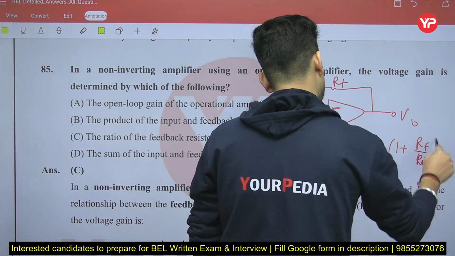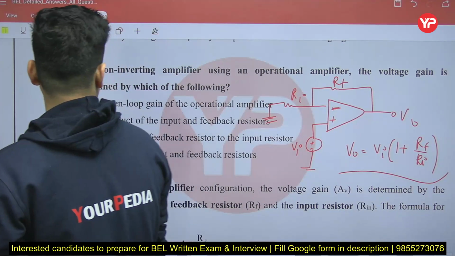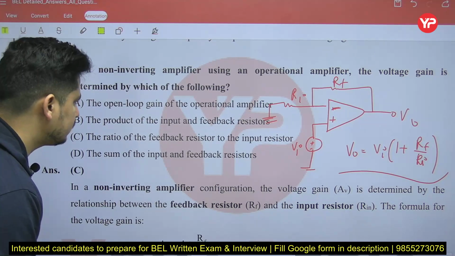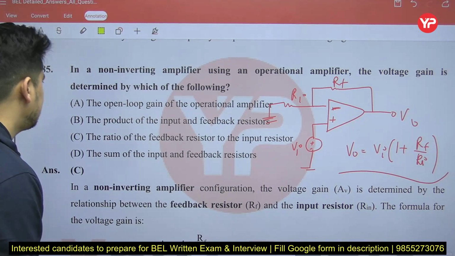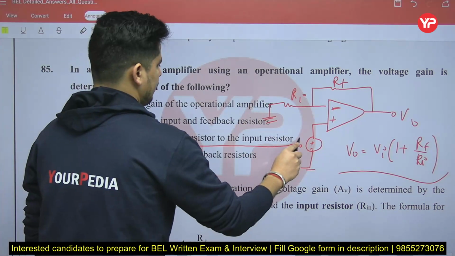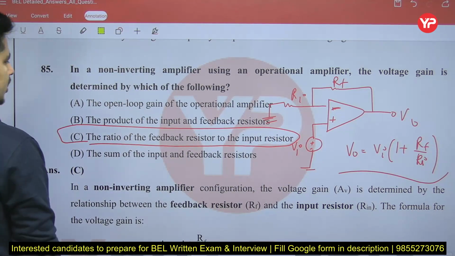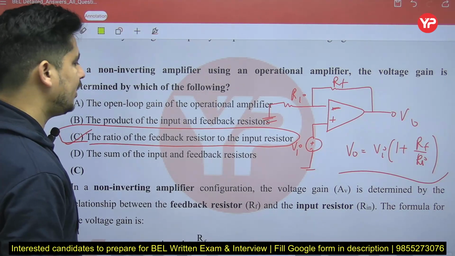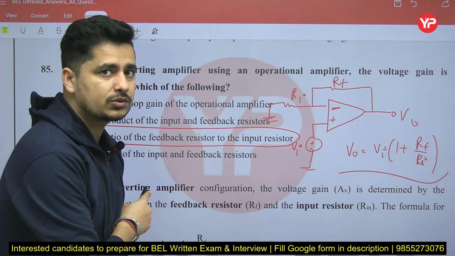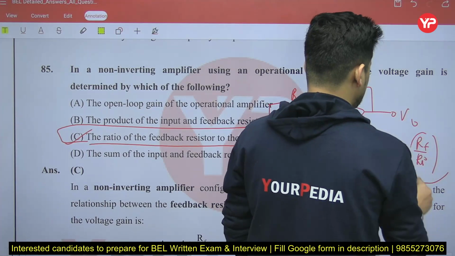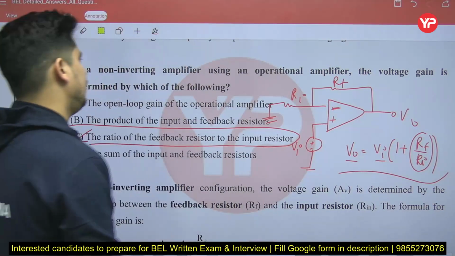What the option says is the open loop gain, or the product of the input and the feedback resistor. No, this is the ratio of the feedback resistor to the input resistor. So that will be the answer. It is not saying that it is exactly equal to; it says the gain will be determined by Rf upon Ri.